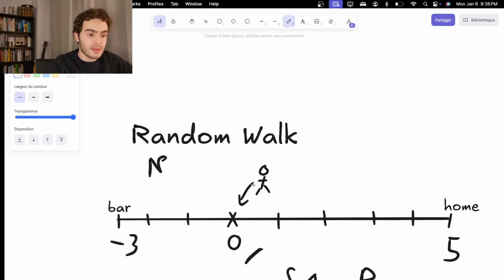Here, in our case, our drunkman is stopping to walk. The process ends when he is either reaching the bar or reaching home. And this is very important for our problem because we want to know when we stop walking. We want to know how many steps on average does he need before reaching the bar or reaching home. In other words, in this problem, we are interested in the expected value of the stopping time N.